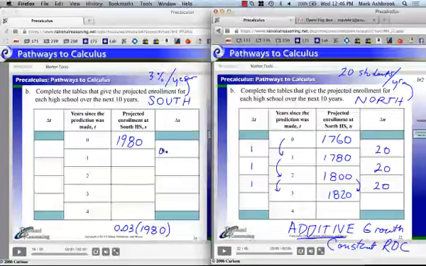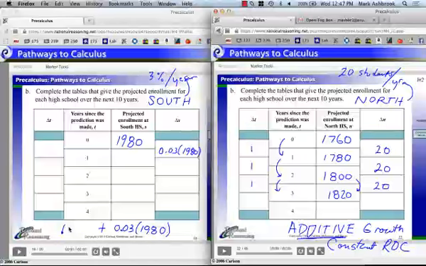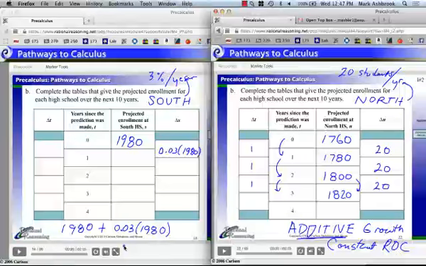So we could put that over here, right? 0.03, because it's the increase. So we could put that's the increase. So how do we get the enrollment the next year? Add the ones we had before. So we had the amount from before plus the 3% increase.